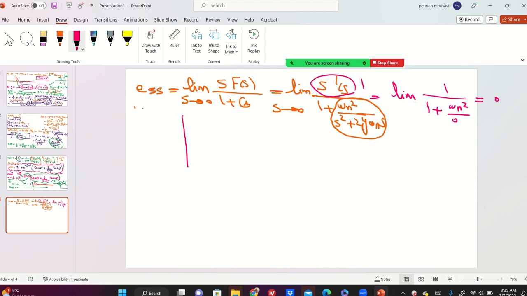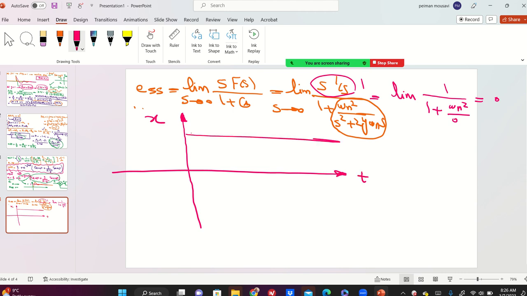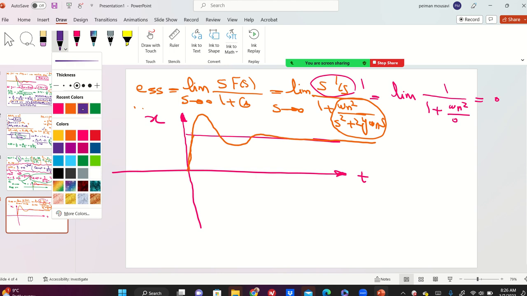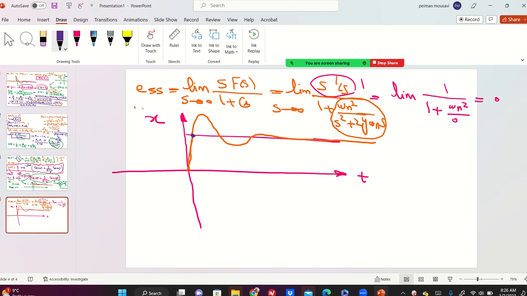Okay, so before going to MATLAB, for the underdamped second order systems, if this is x, this is t, and this is the input, and this is the output of the system, there are lots of parameters. One of the parameters is the time at which, for the first time, your output crosses the input. We name this TR, rise time, for the second order system.